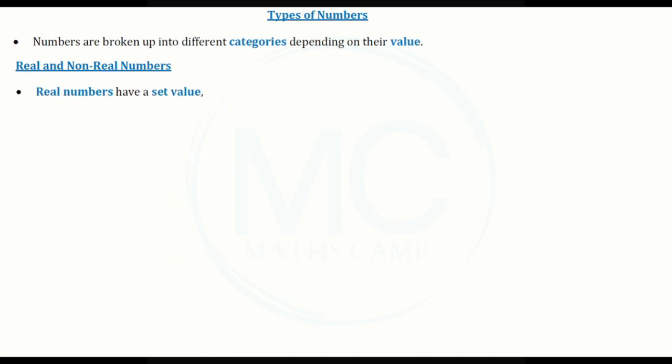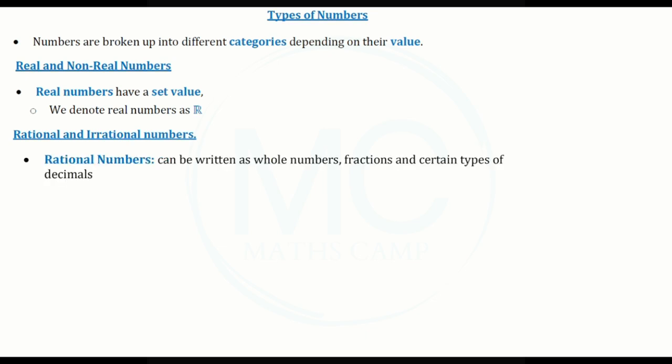Real numbers have a set value. As long as you can write it as a number, it is a real number. In mathematics, we use the term denote. This means that we describe something in mathematical terms. We denote real numbers as the letter R. Real numbers are broken up into two categories: rational and irrational numbers. Rational numbers can be written as whole numbers, fractions, and certain kinds of decimals.